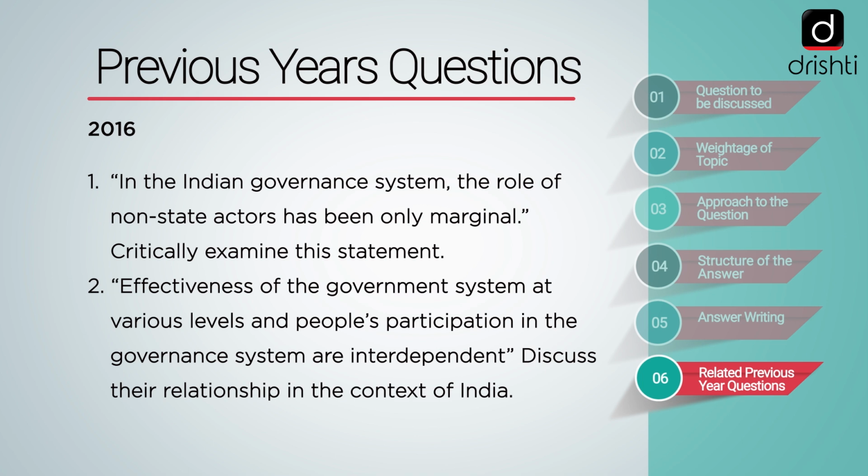In the Indian governance system, the role of non-state actors has been only marginal. Critically examine this statement. Effectiveness of the government system at various levels and people's participation in the governance system are interdependent. Discuss their relationship in the context of India.